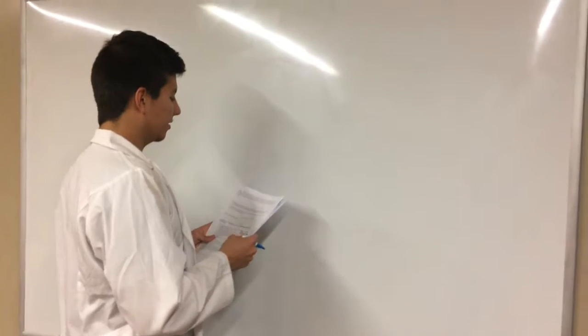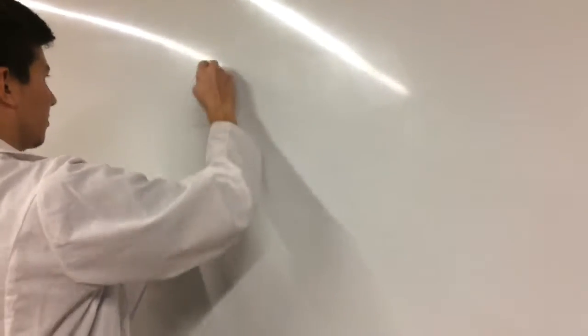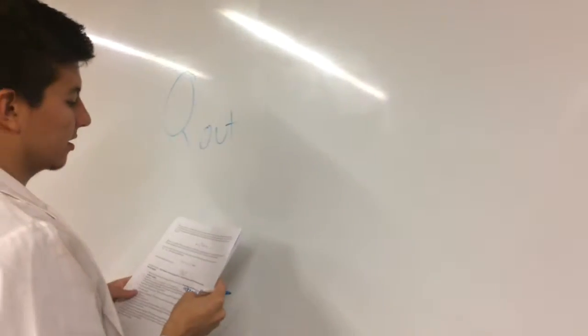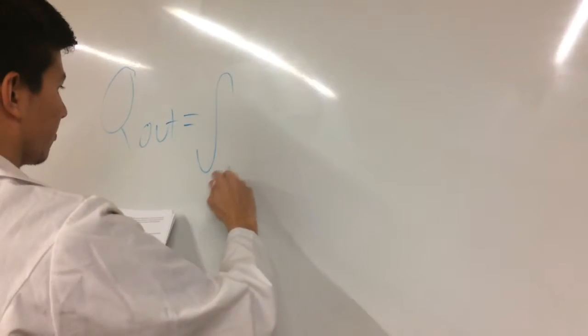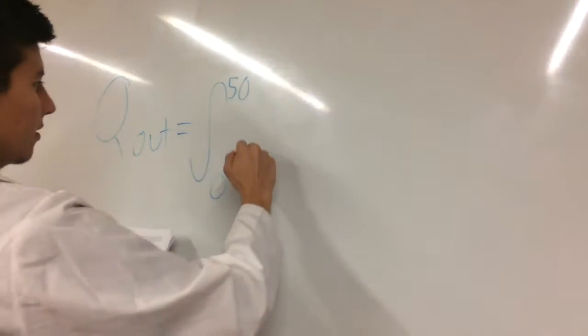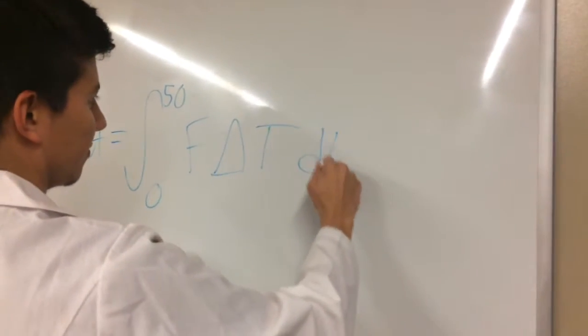So the quantity of cold passing by the thermistor in a short time interval, dt, can be calculated by multiplying the flow volume F dt and the temperature variation delta T during the interval. Therefore Q out equals the integral from 0 to 50 of F delta T dt.